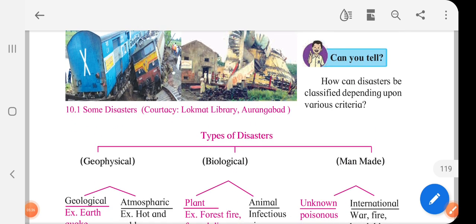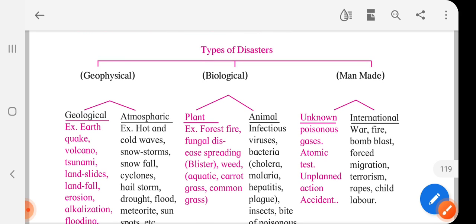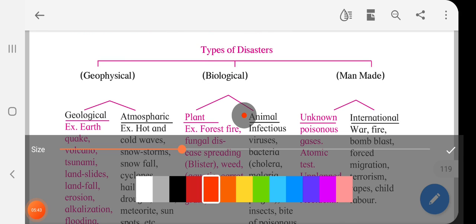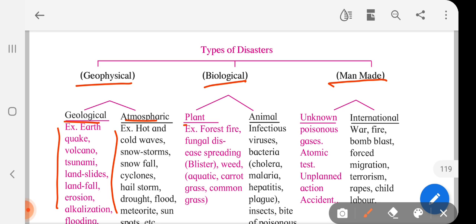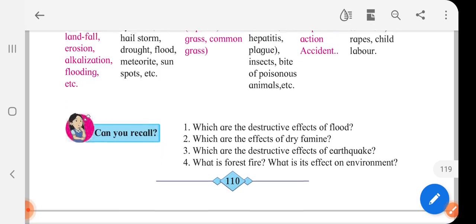Now see here this tree diagram, types of disaster. So here it's geophysical, biological, man-made. Geophysical is further divided as geological and atmospheric, and the examples are given here. Biological is further divided as plant and animal, the examples are given here. Man-made is again further divided as unknown and international, and the examples are given. So this is how disasters are of different types.